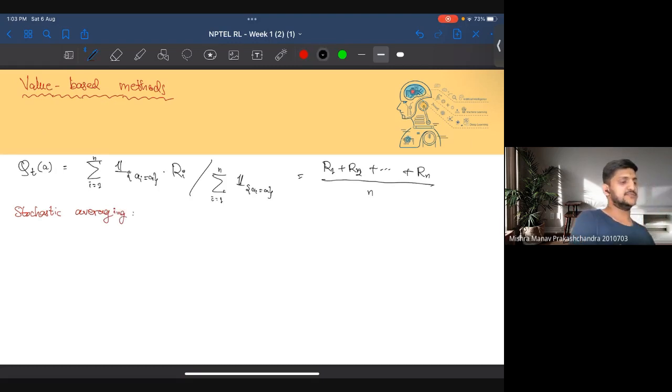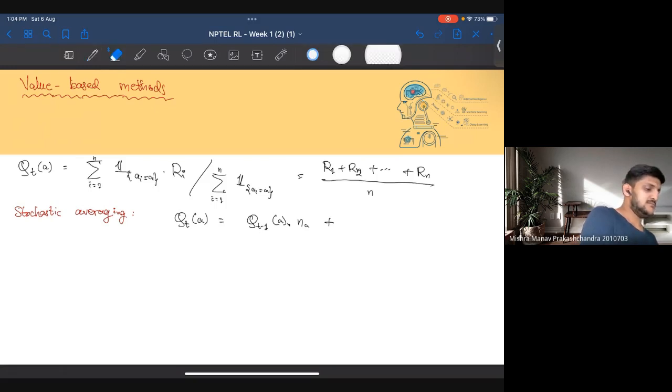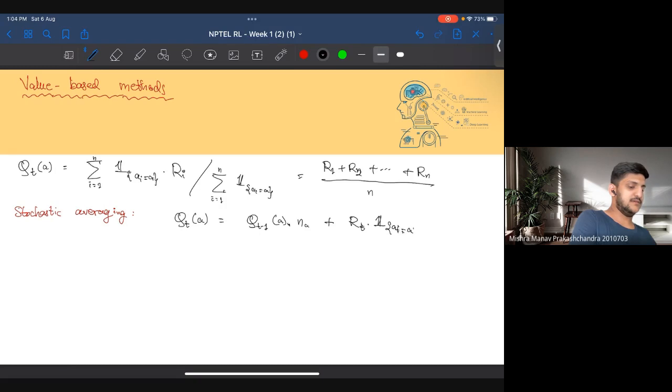Okay, and this looks something like Q_t(a) is equal to Q_{t-1}(a) times N(a), so the number of times it has been pulled beforehand, plus whatever reward I get at time step t, times the indicator A_t. When arm a is pulled, whatever reward I expect to get, I add that. If not, I go back with the previous known Q value at time t minus 1.